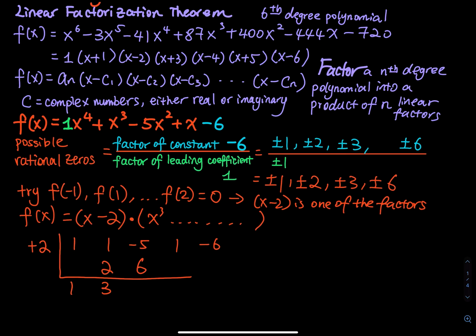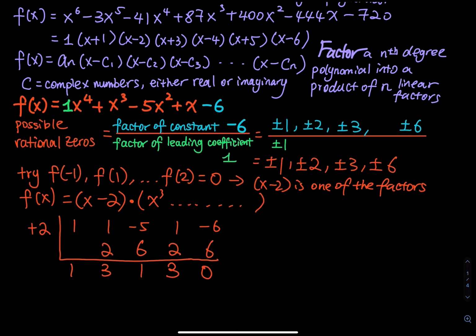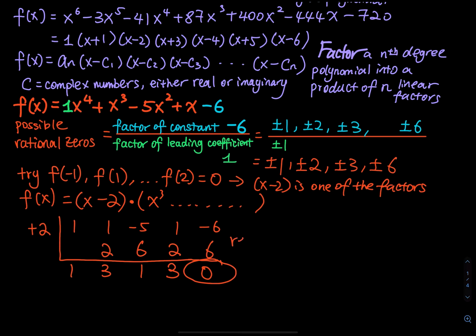-5 plus 6 is equal to 1, 1 times 2, 1 plus 2, and then 3 times 2 is equal to 6, so you have a 6, and then -6 plus 6, this is equal to 0, so this is a remainder. So remainder equals 0. What that means is x minus 2 is a factor.